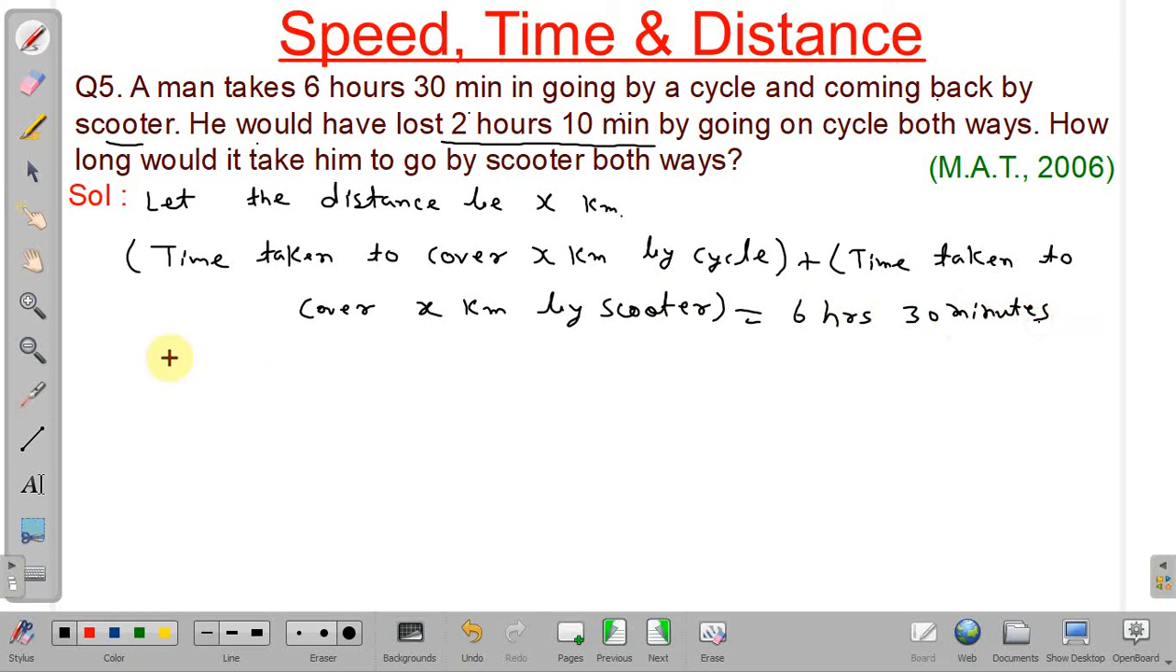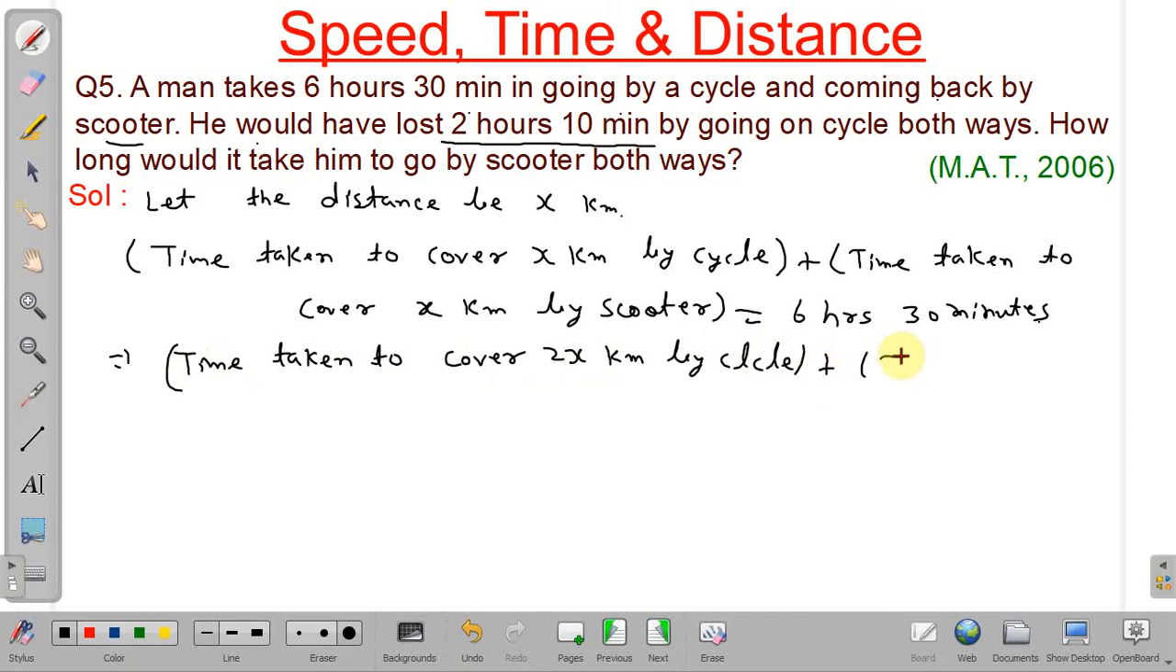If we multiply by 2 on both sides, we will get the time taken to cover 2x kilometers by cycle plus the time taken to cover 2x kilometers by scooter, and it will be equal to, we have to multiply the RHS by 2 also, so it will be 6 into 2, 12, and 30 minutes into 2, that is 60 minutes or 1 hour, so it will be 13 hours.